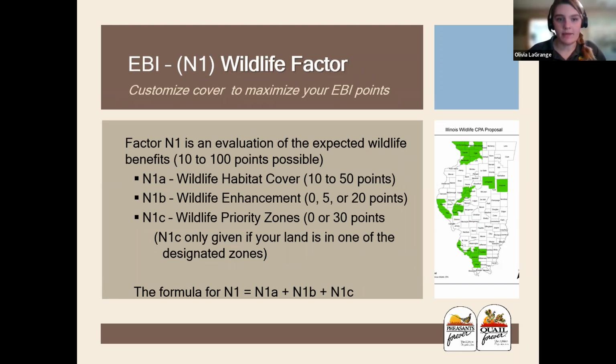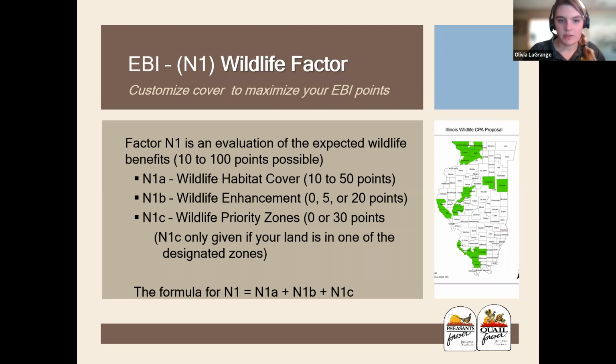N1A is wildlife habitat cover, and that can be worth 10 to 50 points. N1B is wildlife enhancement. That could be 0, 5, or 20 points. And N1C is something that you can't control. It's whether you're in one of these wildlife priority zones over here.